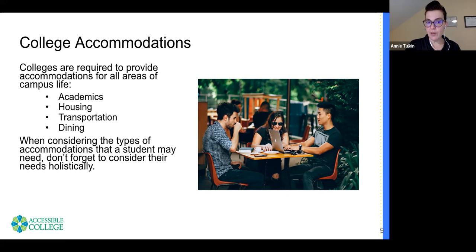So when you're considering the types of accommodations that a student might need when they're living on a college campus, it's really critical that you think about this holistically. So they might have some different needs related to dining and to medication management and things like that. And you'd want to start working with your student on these things early so that when they go and live independently, they have a structure set up for themselves so that they're prepared to navigate those pieces independently.